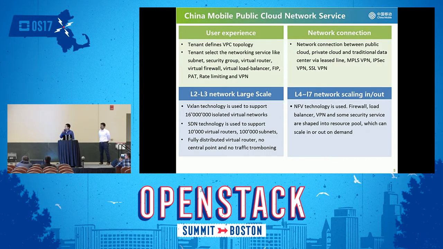Some details about our network service. From the user experience part, tenants can define their own VPC topology, and they can select networking services like subnet, security group, virtual router, virtual firewall, virtual load balancer, FIP, PAT, rate limit, and VPN. Our public cloud supports a very large scale: 16 million accelerated virtual networks, 10,000 virtual routers and 100,000 subnets. In our cloud SDN network, all the virtual routers and switches are fully distributed. There is no central point and no traffic terminal.